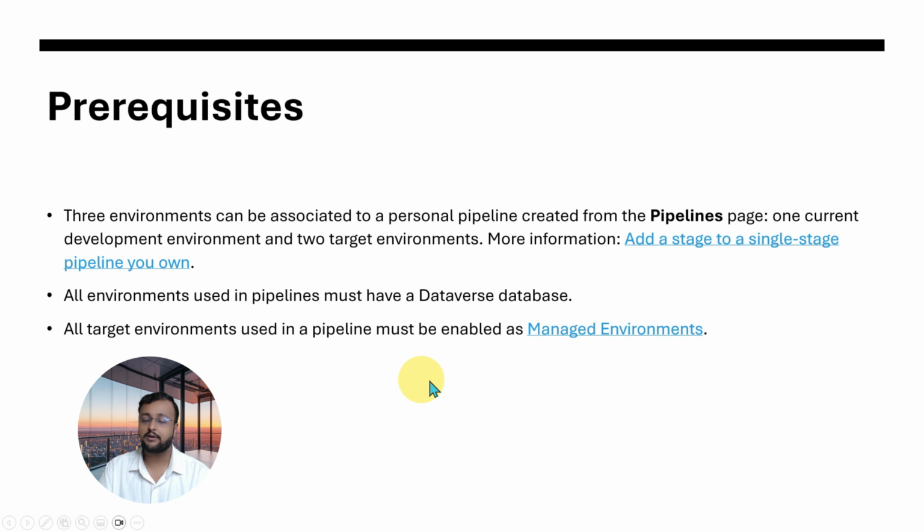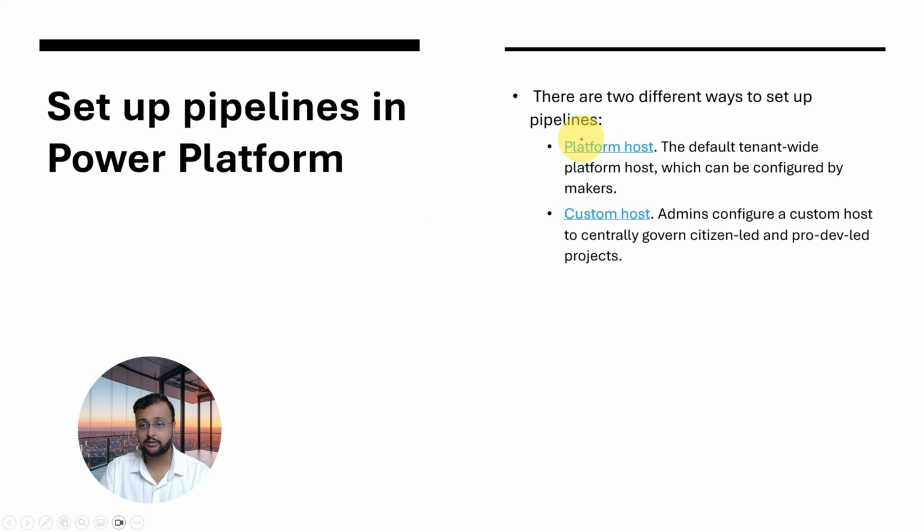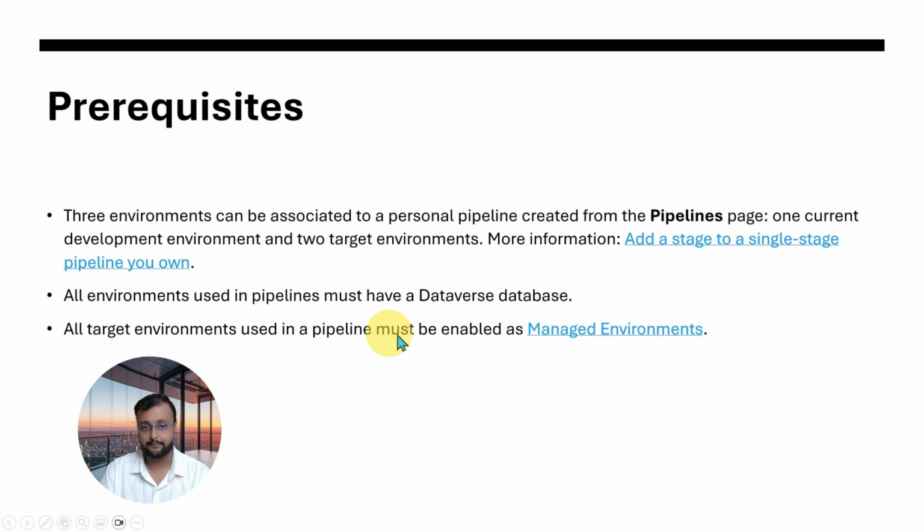All right, so a couple of prerequisites are there in order to set up the deployment pipeline. Number one thing is that your environment should be ready, and with the native pipeline, which means these platform host pipelines, you can set up a maximum of 3 environments. Okay, one would be your development environment and the other 2 will be your target environments.